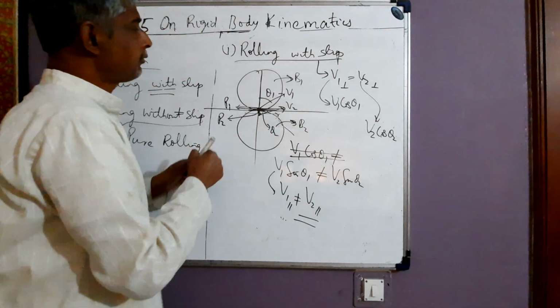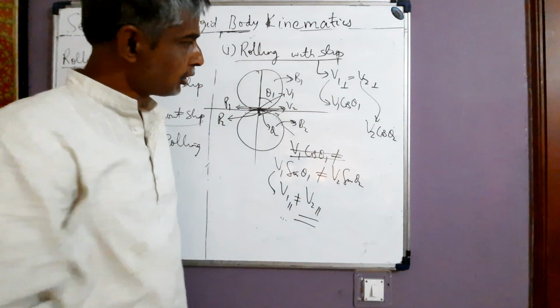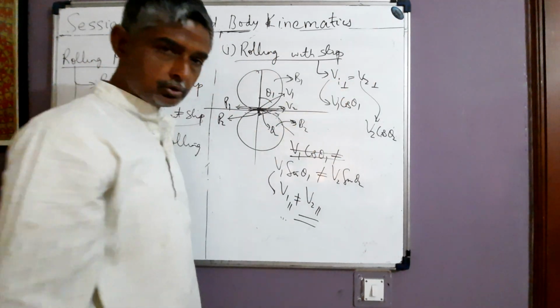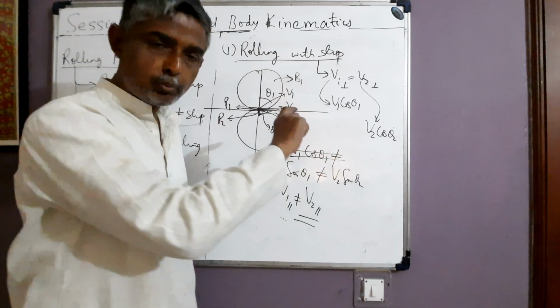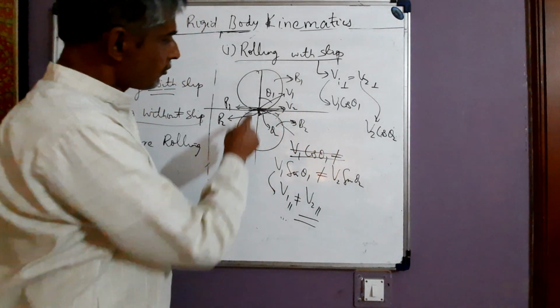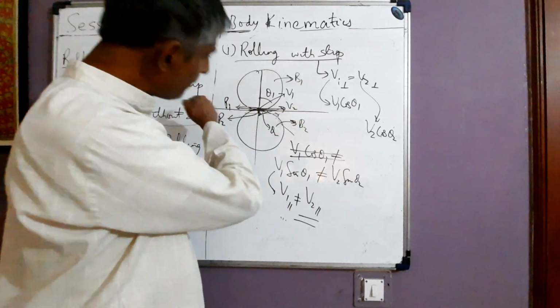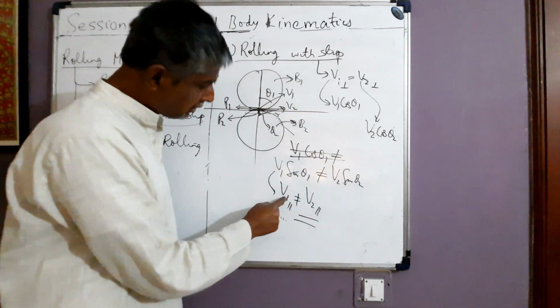So in rolling with slip, what will happen? Component of velocities of 2 points along common normal, they are equal always in magnitude and direction both, for whichever two bodies are in contact. And second, component of velocities of 2 points in contact and belonging to two bodies along common tangent plane, they are not equal. Then only slipping can take place.